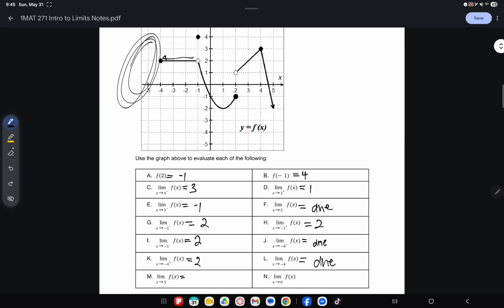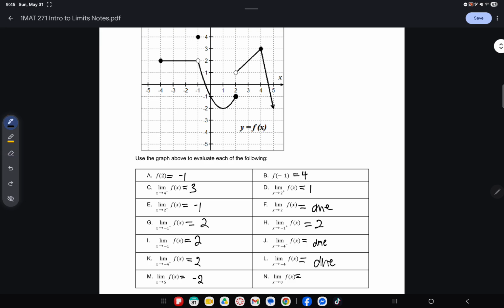All right, what about 5? The limit as x approaches 5. All right, looks like it's approaching -2 here. Could argue infinity, but it doesn't, like that arrow keeps going, right? So at that point here, it's at -2.